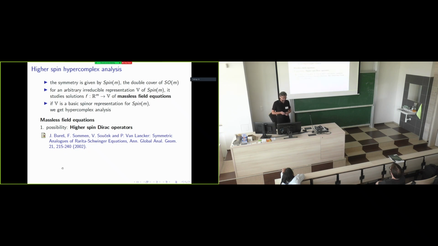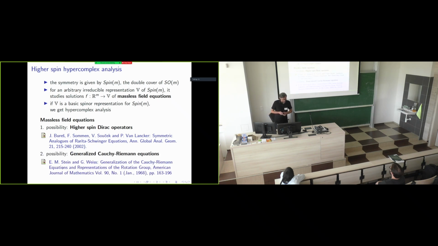This is clear, but it is not so clear, at least for a general irreducible representation, what are the right massless field equations. One possibility is to use the so-called higher spin Dirac operators, as in this paper. But there is a second possibility, and it is to take as massless field equations the generalized Cauchy-Riemann equations Stein and Weiss introduced and studied already in 1968. And in this talk, we take this second possibility.